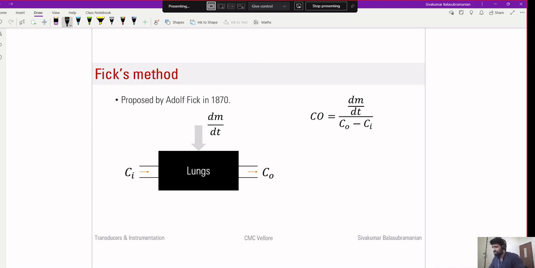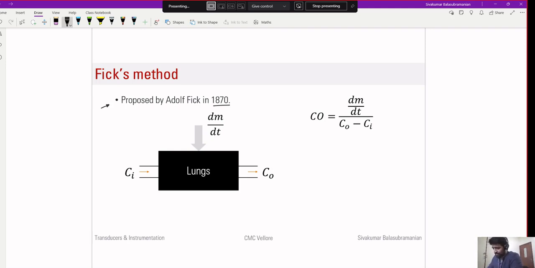Before going into this method, let's try and understand the principle behind the method. Again, as I said, this was originally proposed a long time back, in 1870, by Adolf Fick, and this is also a fairly accurate method that is considered a gold standard.